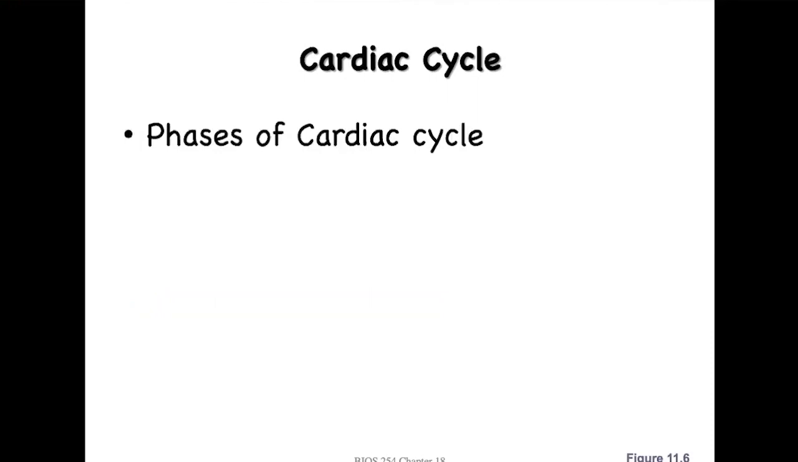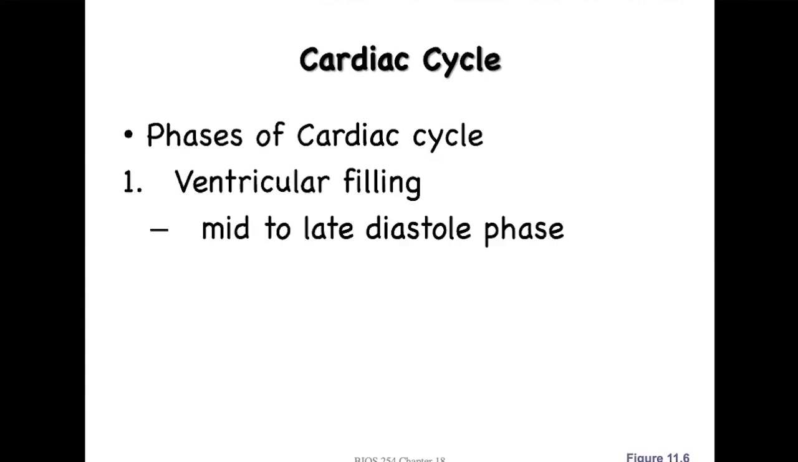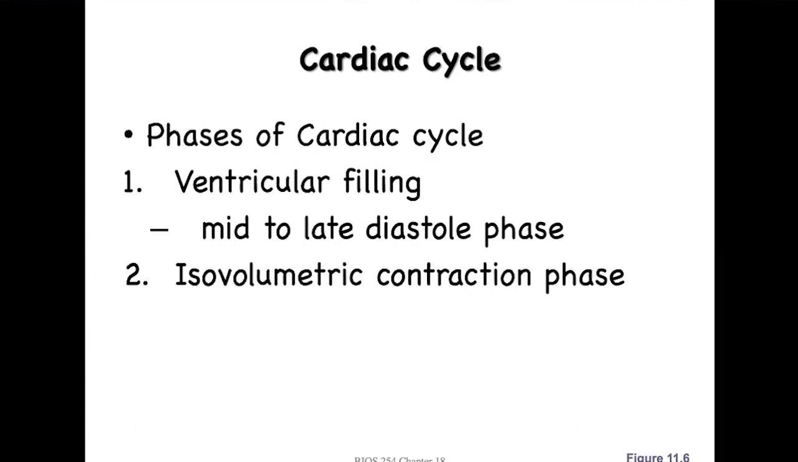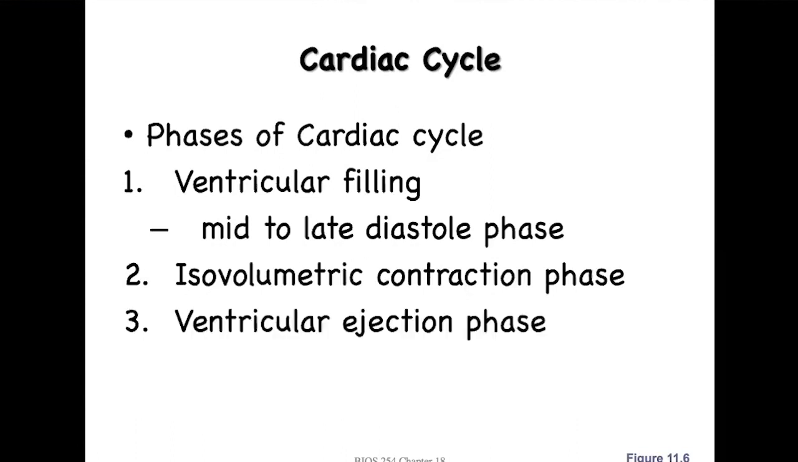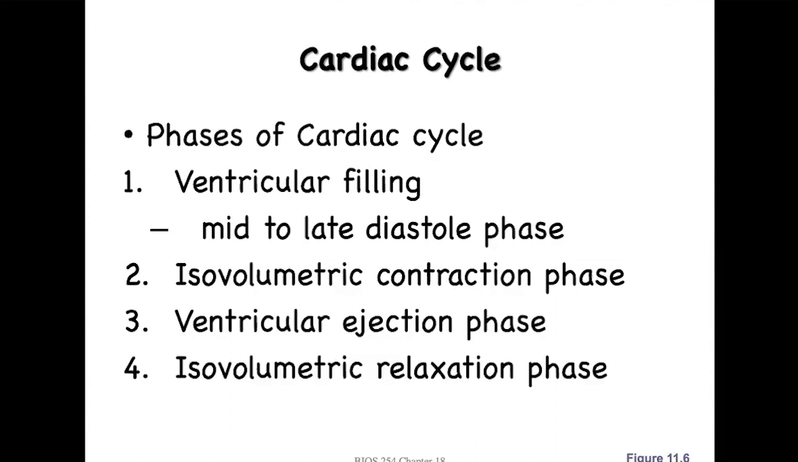Let's look at the cardiac cycle. It's going to include several phases. I'm going to list the phases for you first, and then I'll cover what's going to occur during each phase. The first phase is ventricular filling, or mid to late diastole. The second phase is isovolumetric contraction. The third phase is ventricular ejection. And the last one is isovolumetric relaxation. Keep in mind this is a cycle, so when you go to the fourth phase, you're going to go back to the first phase, and it just continues. So all of this is happening during one heartbeat.